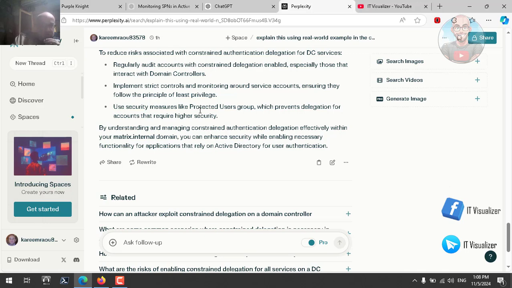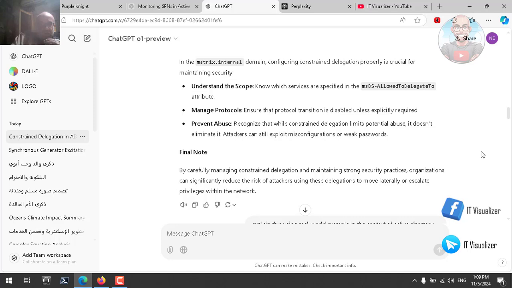He cannot do that because if you put your domain admin account in the protected users group, he will not be able to delegate, or let the web service talk on behalf of the domain admin, because this prevents delegation. So this is required for higher security and for high privilege user accounts. This is the answer of Perplexity.